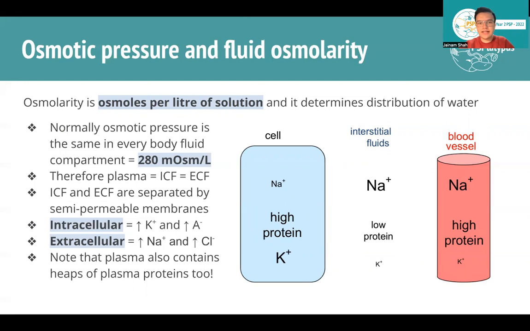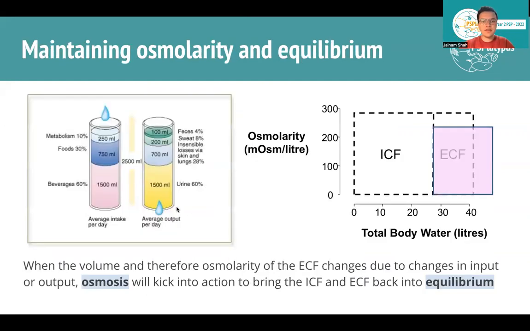Also, the plasma contains plasma proteins. And obviously, this list is not extensive. There are many, many different ions that exist. These are the main important ones when it comes to kidney physiology.